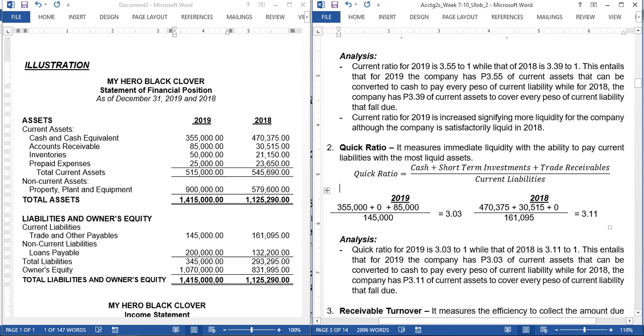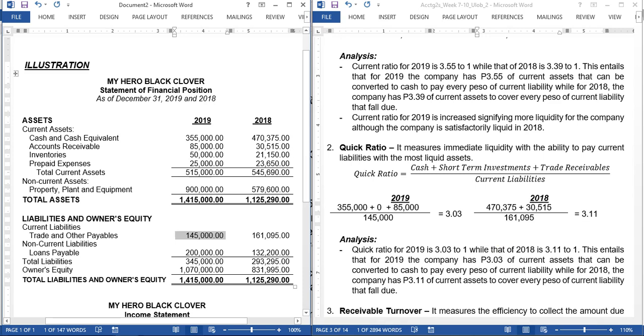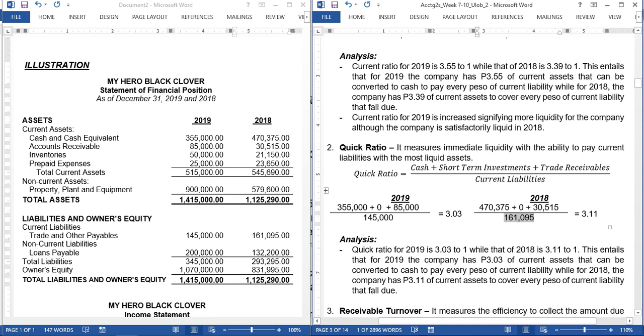And the next one is 2018 naman. So, dito baliktad po ito. So, for 470, 375, which is the cash and cash equivalent, plus wala po tayong short-term investment, so plus 0. And then, plus 3515, which is the accounts receivable. Divided by 161,095, which is the trade and other payables. So, nasa quick ratio na 3.11.